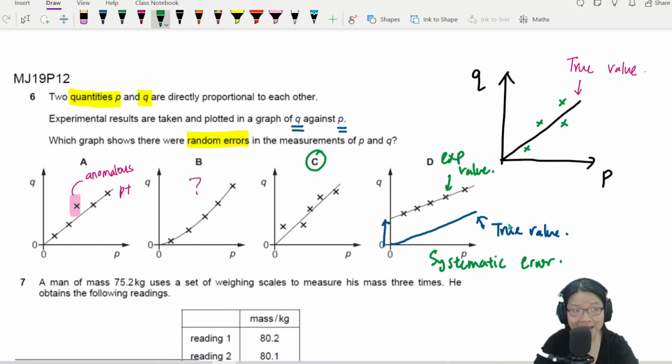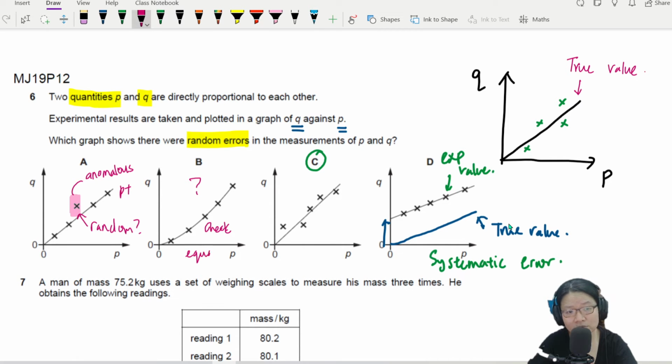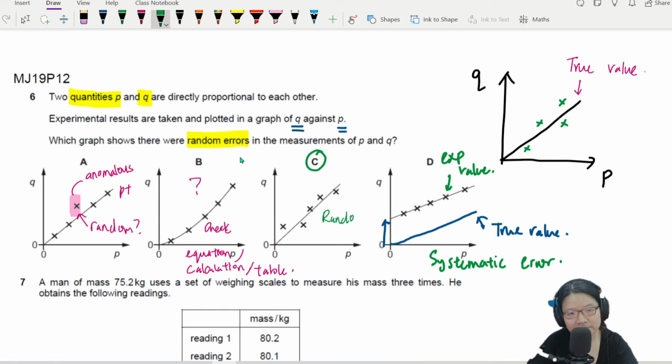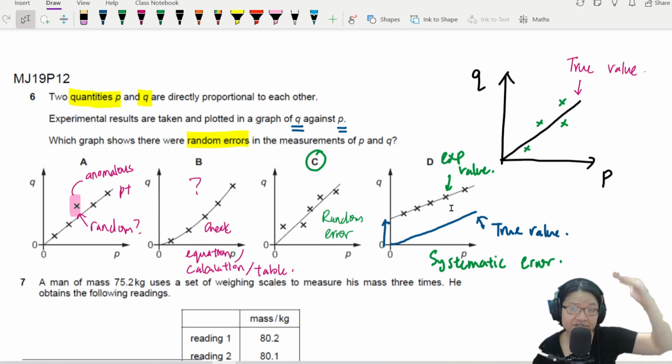Okay, so I repeat. A is an anomalous point. Is it random? Yes, but only random for this point. The other points are okay. B, I don't know what happened. Maybe check the equation. Maybe plotted the wrong graph. Maybe got a calculation problem. Maybe supposed to square something but didn't square. Check equation, calculation table. So I guess this is also human error. Whereas C is a type of random error. Sometimes you get a reading above, sometimes you get a reading below. Whereas D is a systematic error because your experimental value is always above. Okay, all right, let's look at another question.